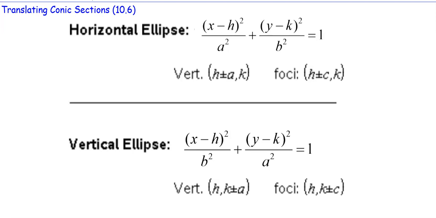So these are the new formulas for your ellipse. All the other formulas are still good. I think there's a formula about c squared and a squared and b squared. That's still true for an ellipse.